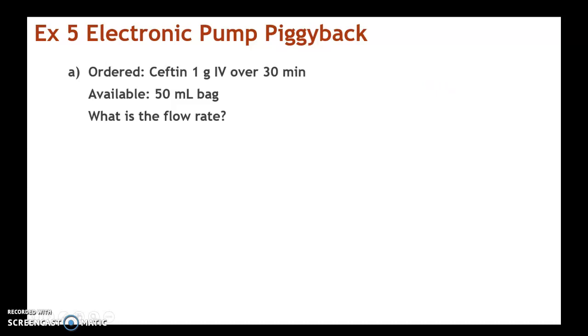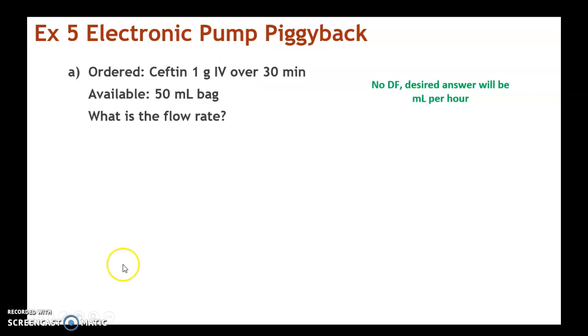So if it didn't have the heading up here that says we were supposed to use an electronic pump, how could we figure out that this one is electronic versus a gravity feed? If it is a gravity feed, they will have to tell you what the drop factor is, okay? And this one doesn't say anything about a drop factor whatsoever, so we can assume that our desired answer is going to be milliliter per hour. When they ask for a flow rate, it's going to be milliliter per hour if we're working with a pump, or drops per minute if we're working with a gravity feed, or they give you a drop factor, okay?